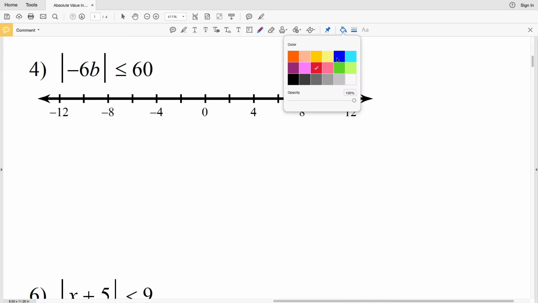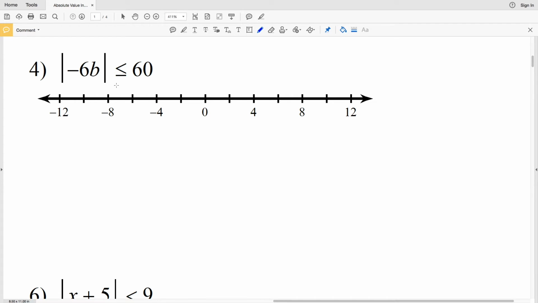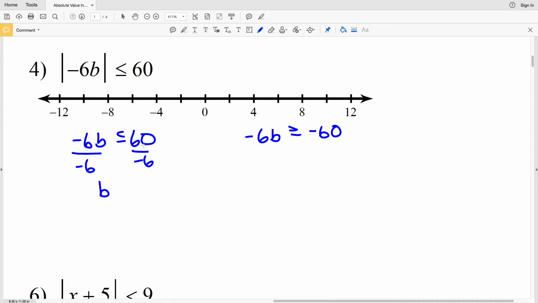Moving on to number 4, we have the absolute value of -6b is less than or equal to 60. So that -6b is less than or equal to 60, or that -6b is greater than or equal to -60. Divide both sides by -6, we'll get that b is greater than or equal to, since we're flipping the inequality since we divided by a negative, -10. Divide by -6 again, to get that b is less than or equal to +10.